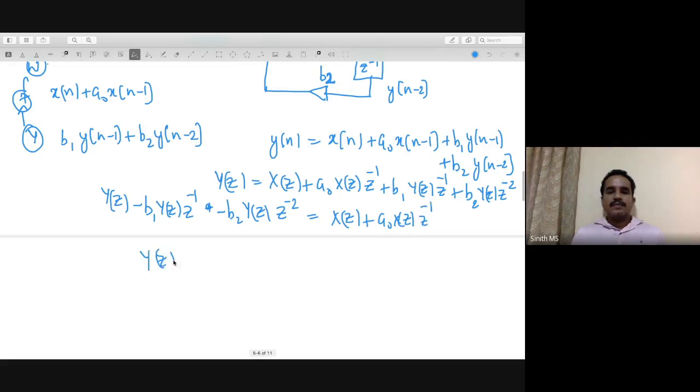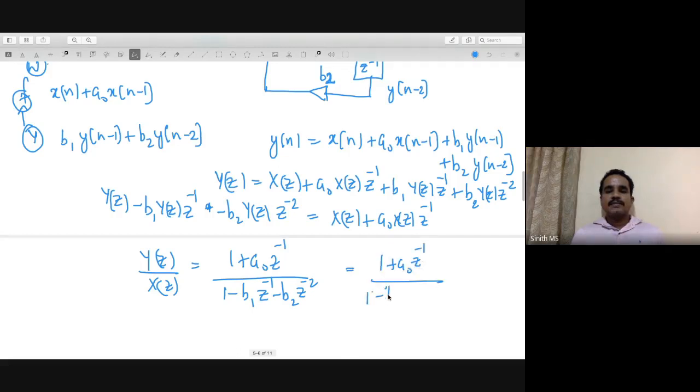So now Y(z) by X(z) you can write as 1 plus a0 z inverse by 1 minus b1 z inverse minus b2 z raised to minus 2, by taking Y(z) outside from this and X(z) outside from this, and taking X(z) to this side, so the remaining portions form the denominator. So this is basically an FIR filter.